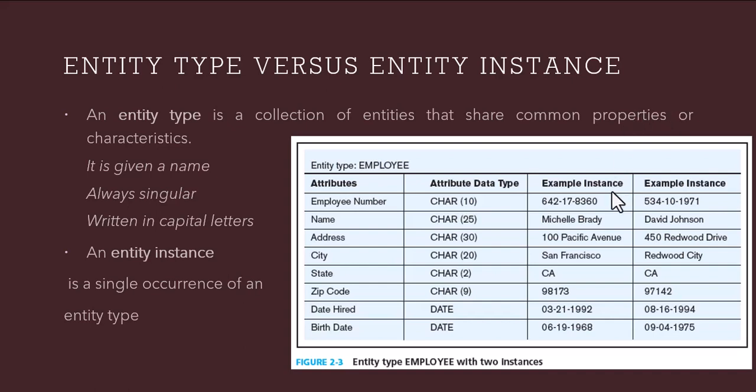So we can create many instances. There is no bound on the instances, or we can say there are two records or rows. So against each attribute we have a particular value here. So entity type is a collection of entities, and entity instance is a single occurrence of an entity, as shown using this example.